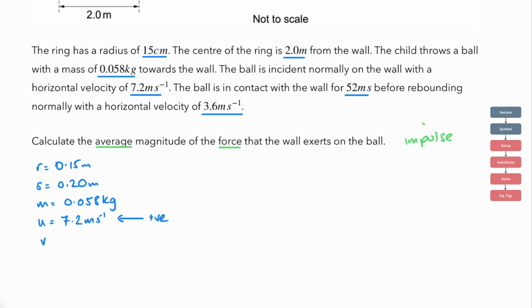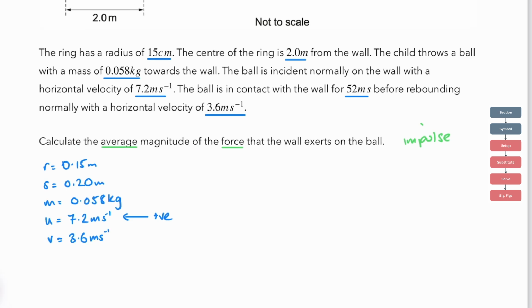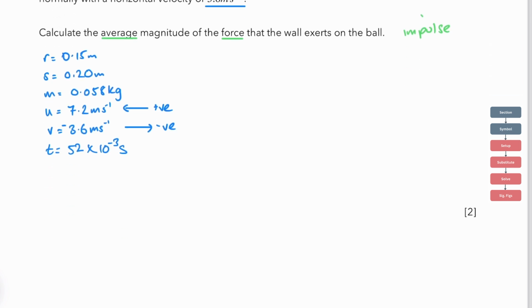The final speed of the ball after the rebound is 3.6 metres per second. It's now moving to the right, which means that it's negative. So we're going to call that negative 3.6. And the time over which this rebound happens is 52 milliseconds. So 52 times 10 to the minus 3 seconds.